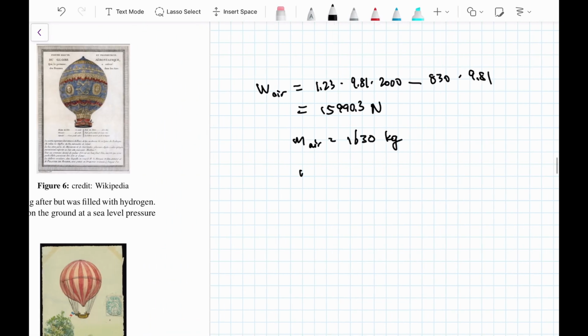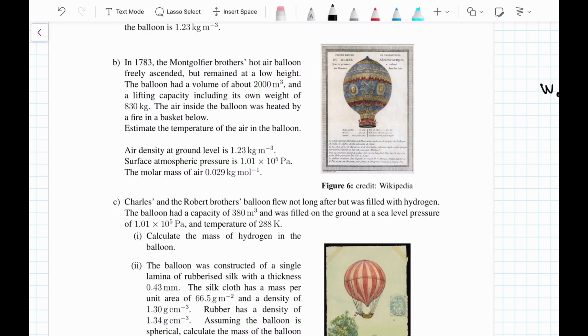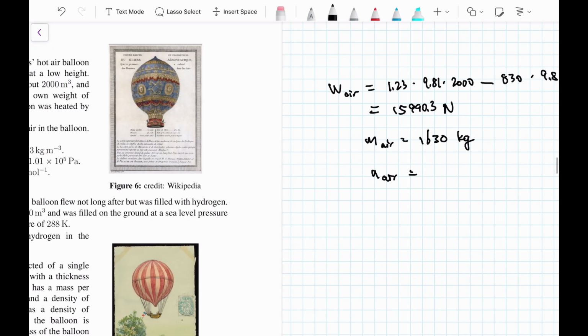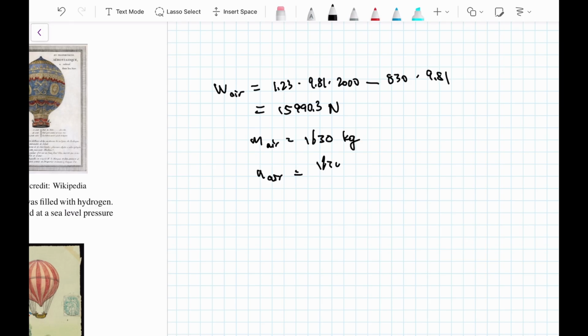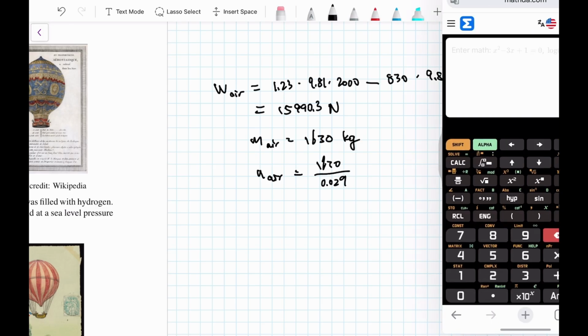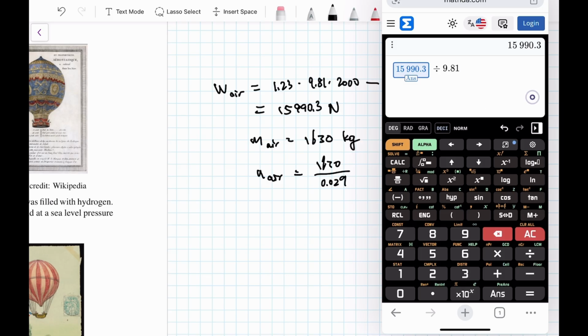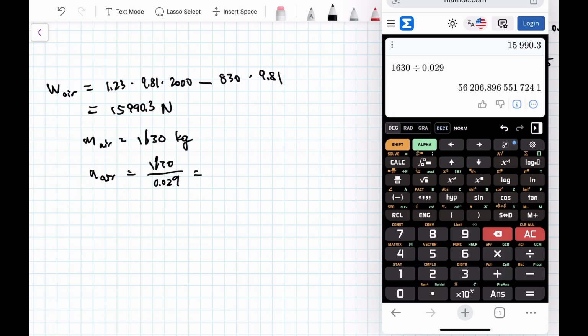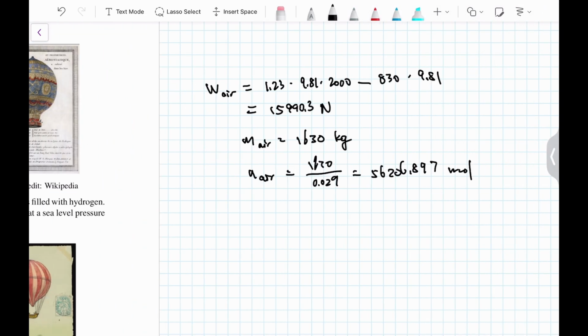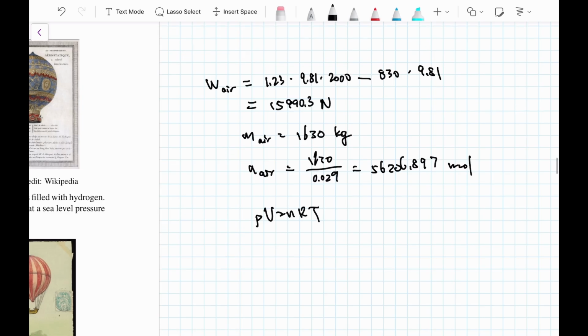Now the number of moles of air will be equal to the mass divided by the given molar mass, 0.029 kilograms per mole. That is around 56206.897 moles.